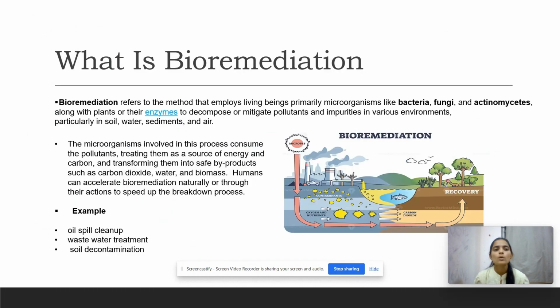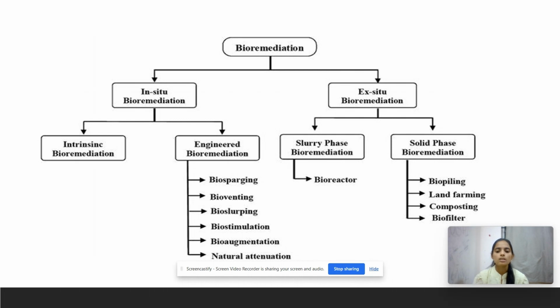First, we will see what is bioremediation. Bioremediation is a process in which living beings, primarily microorganisms like bacteria, fungi, actinomyces, and their enzymes, are used to decompose or mitigate pollutants and impurities from the environment like soil, water, air, etc. In this, the microorganisms use pollutants as a source of carbon and water and convert them into safe byproducts like carbon, water, and biomass.